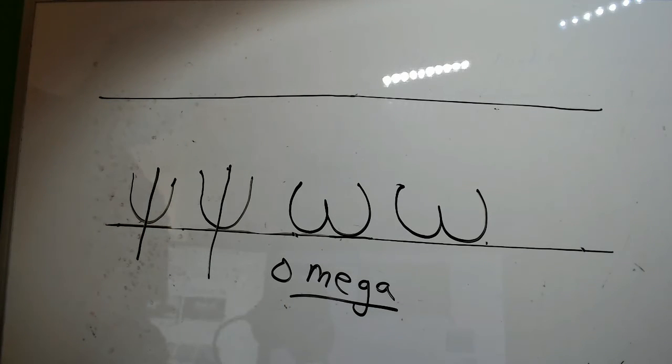All right, so there is your Greek alphabet. 24 letters starting with alpha and ending with omega.